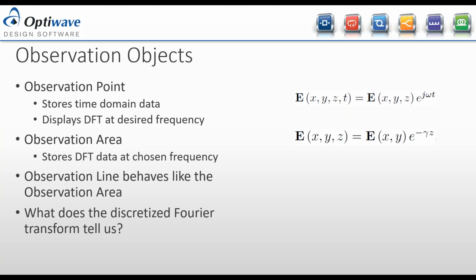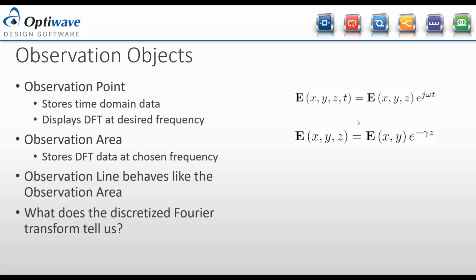I'll go into exactly what happens there, but before I do that, I just want to say that we also have this observation line for 2D simulations, and that behaves a lot like the observation area, except it's for a line, right? So what do we do to utilize the observation area without time domain data stored? Well, we can actually calculate the DFT as the simulation is going on. And there are options to set those details in the simulation parameters, right?